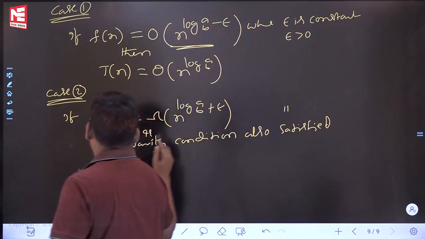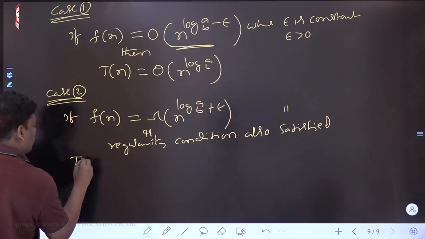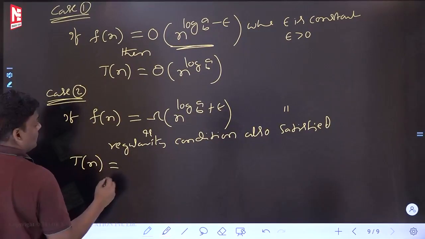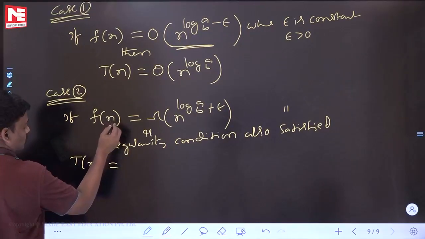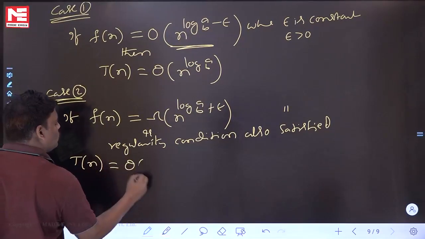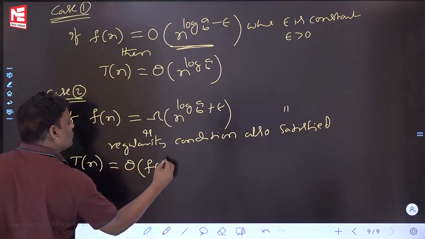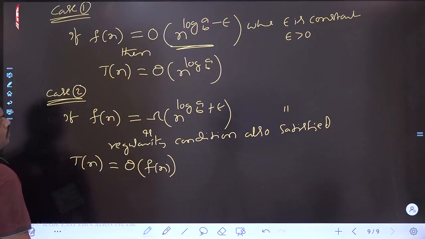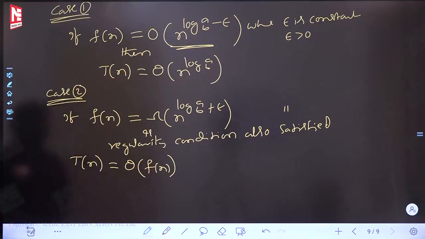then the answer is going to be, can you help me know, according to the second case which is bigger? Omega means I think the left side is bigger, then the answer is whoever is bigger. If f of n is omega of n power log a base b plus epsilon, where epsilon is a constant greater than 0 and the regularity condition is satisfied, then T of n is equal to theta of f of n. That is case 2.